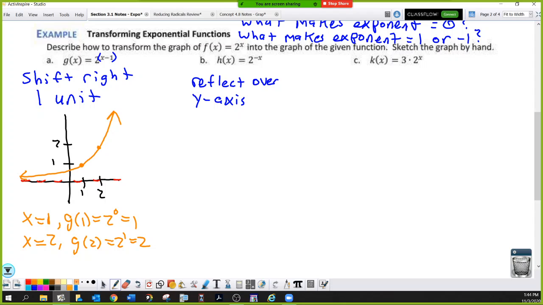2 to the negative x is decay. You know why? Because anything raised to the negative exponent just goes to the other side of the fraction bar, and it becomes positive. I could say 1 over 2 to the x, but this is equal to that. It's the same thing. So yeah, it's a decay function. So we got a decay function by reflecting over the y-axis.